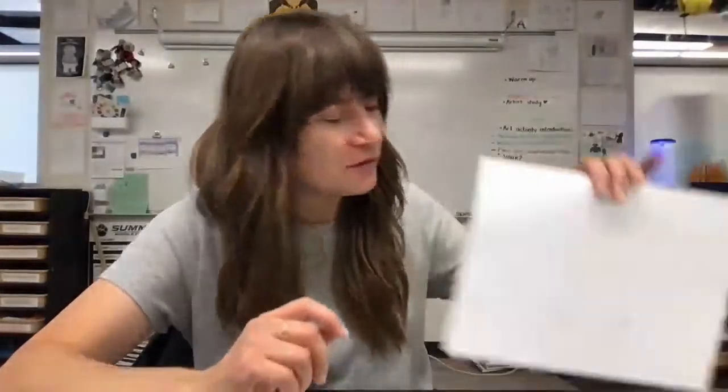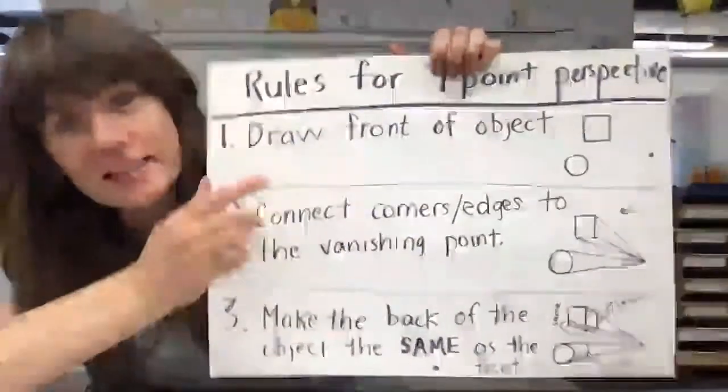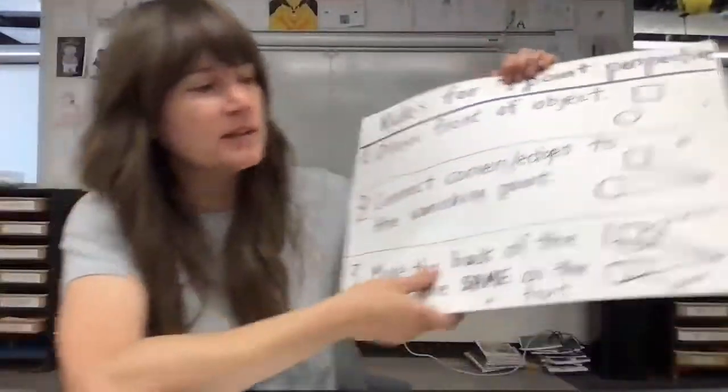As we draw this bed, we're going to follow the rules that we've been using in class. For instance, I'm going to start with the mattress. Step number 1 is going to be to draw the front of the object. I looked at a picture online of this bed in order to draw it. I didn't draw it out of my head because that would be really difficult. So I'm going to start with the front of the mattress. Let's get to the paper.